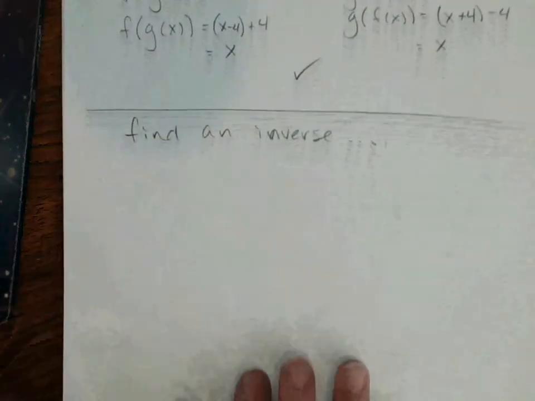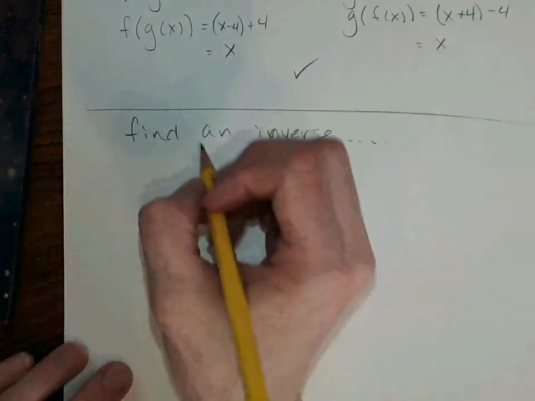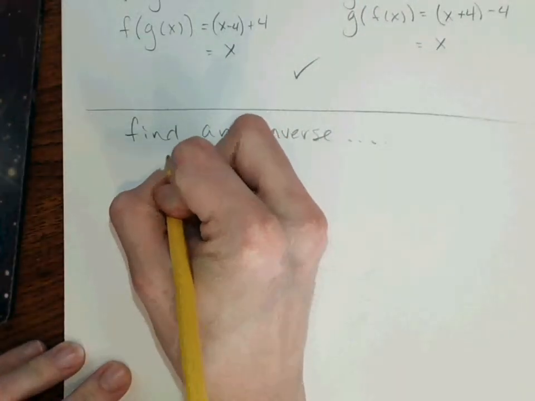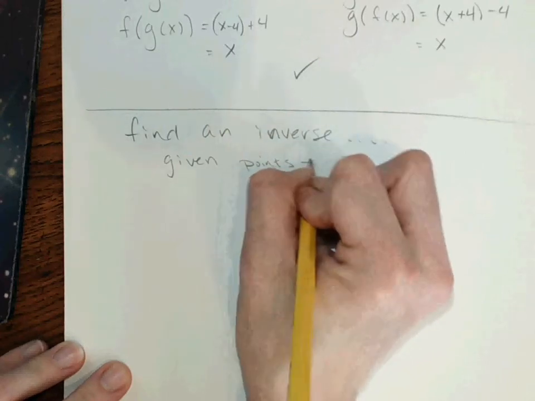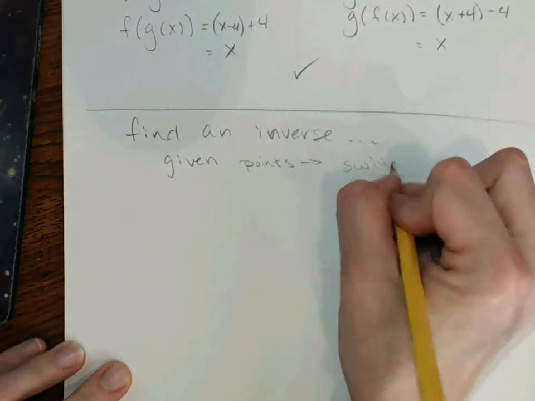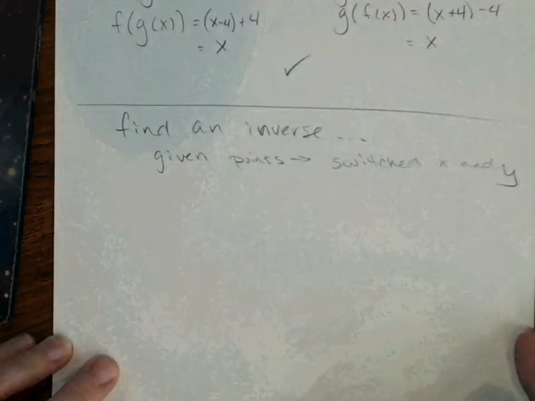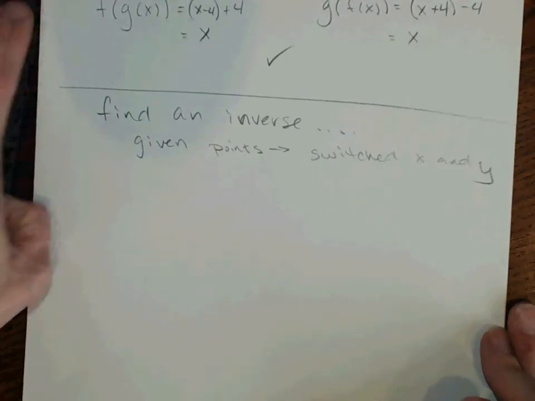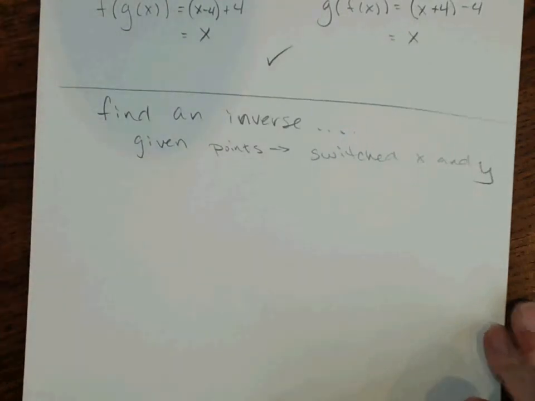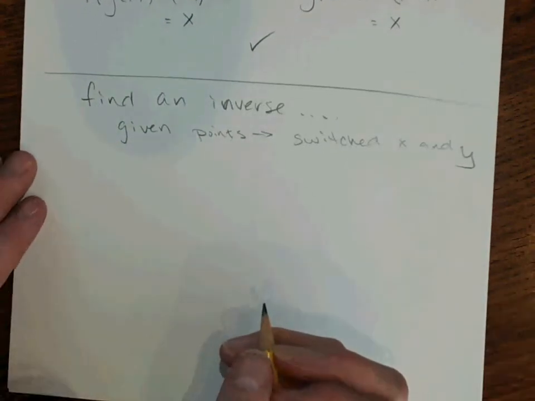In order to find an inverse, we want to think back to what we did with points. Remember that if we were given points, we just switched x and y. Right? We switched x and y, and we were able to easily find our inverse function. Okay. Well, we're going to do something very similar, even though we don't have the same situation.